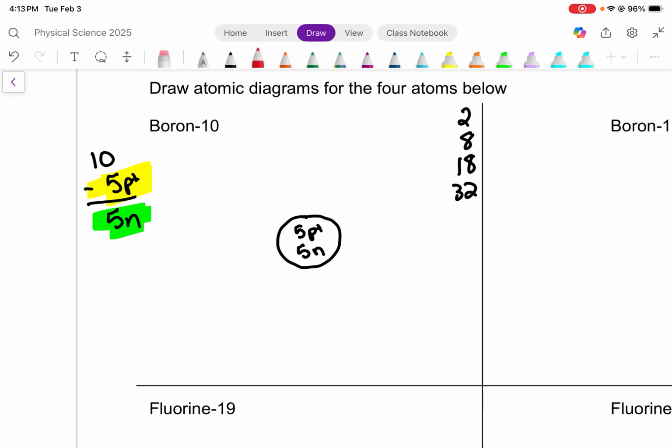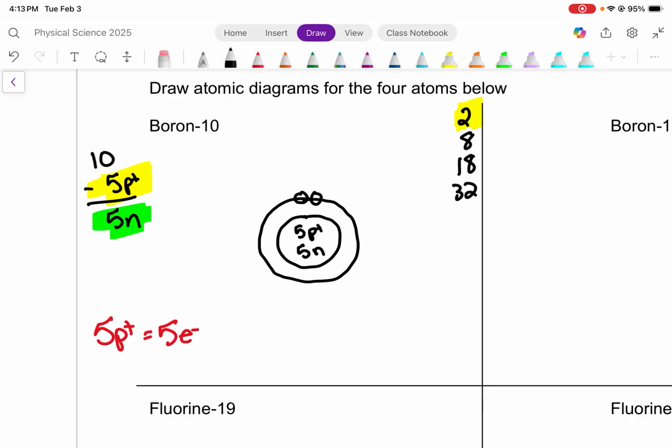Now, 5 protons equals 5 electrons. How many electrons can I put in the first energy level? I can only put 2. So what I'm going to do is draw the first energy level, just a circle around it. And I'm going to put 2 electrons in there. And kids, I like to pair them together. I'll get to the explanation why I paired them together later. But that explanation is not for today. So I took care of 2.